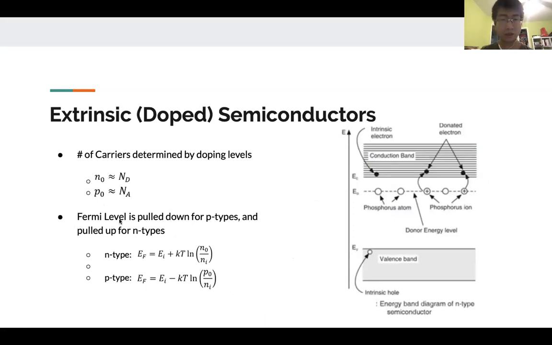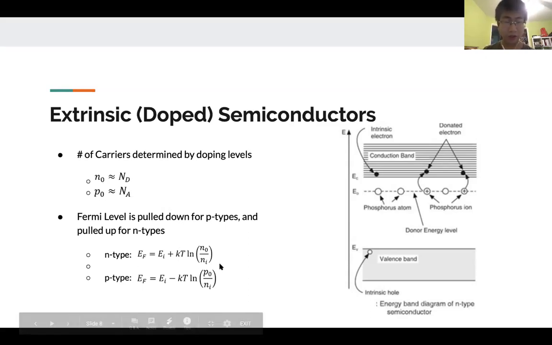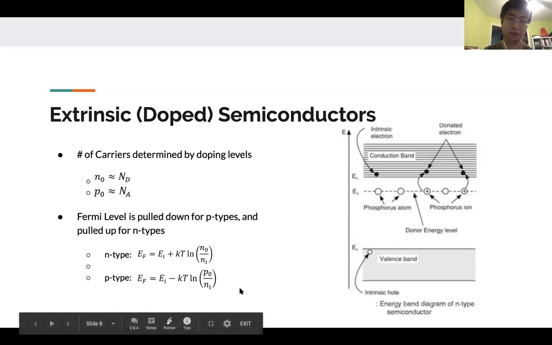Then for extrinsic semiconductors, let's say you have silicon. You add a group 3 element, and that group 3 element acts as an acceptor. That's how you make a p-type semiconductor. For n-type, you add a donor, so you add something from group 5. The Fermi levels for n-type and p-type are determined by these two equations.